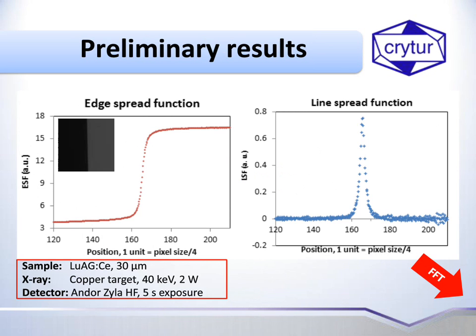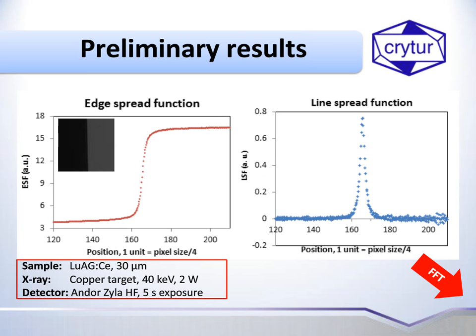So let's see. There are some preliminary results. On the left-hand side, you can see the slanted edge image and the variation of the contrast, the edge spread function, which can be easily obtained from the image. On the right-hand side, you can see the line spread function, which is the derivative of the edge spread function, and its thickness, or the FWHM, will tell you what the resolution of the system is.